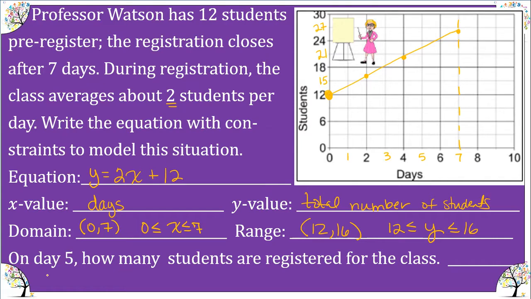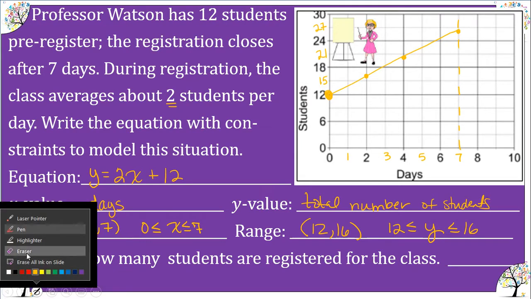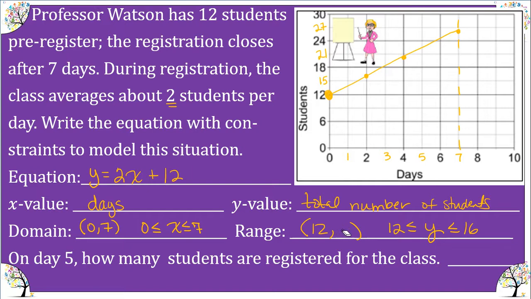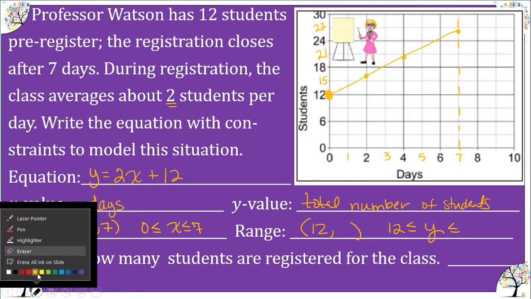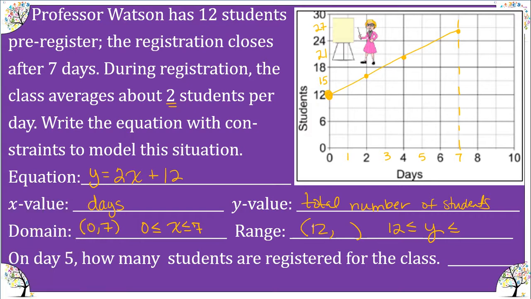Oh, I wrote 16. That should be 26. Excuse me. Let's correct that. And I just want to double check my math. So on day 7, 2 times 7 is 14 plus 12 does give me the 26. So that's the maximum amount of students in this class.